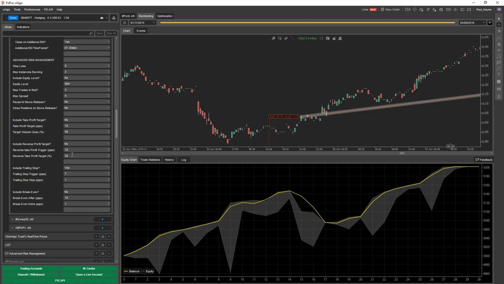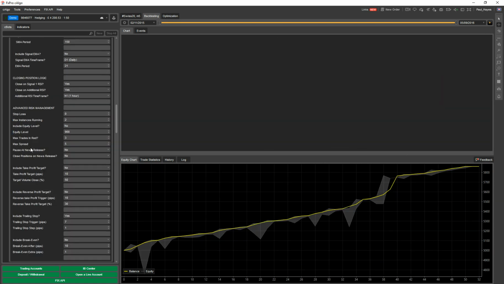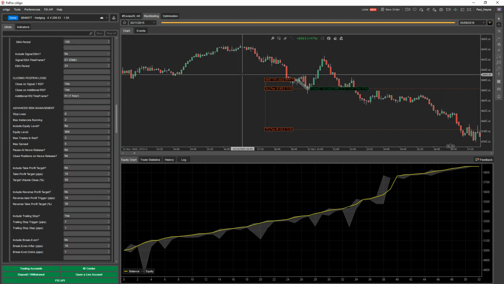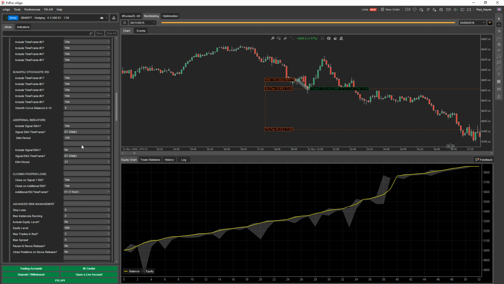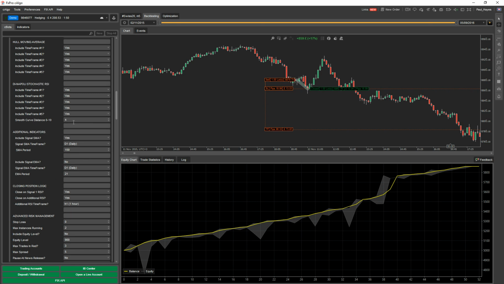I'm not sure which one I want to show you. So on this one, if you go and look at the DiNapoli stochastic with smooth curve, check the free one. It actually explains what the parameter does, the smooth curve distance. It explains it in more detail than me explaining it now, but it makes a big difference on your results.